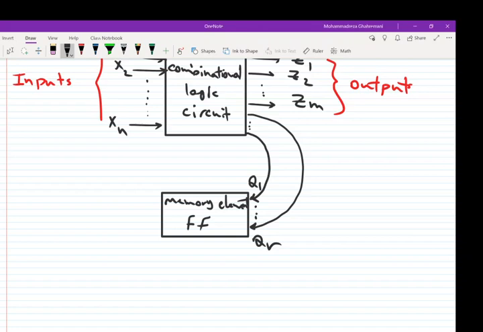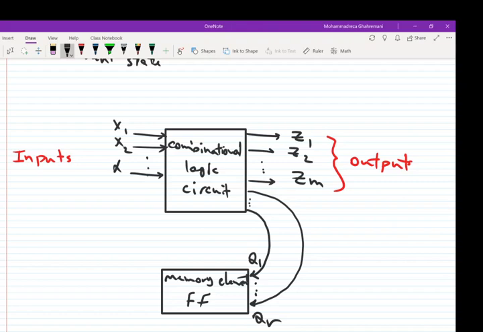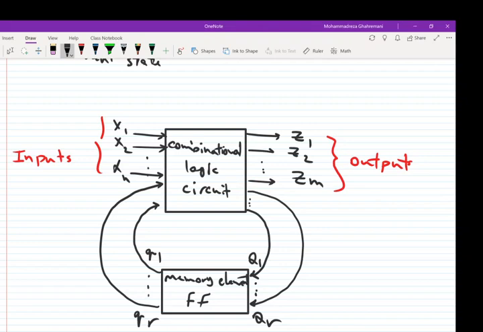Of course, we show these signals by capital Q, and on the other hand, we have signals going from the memory element to the combinational part of the circuit. Let me just fix it. Let's put xn here like this, and then connect q1 here, lowercase q1 here, up to qR. Okay? In a combinational circuit, we can have different numbers of inputs and outputs.